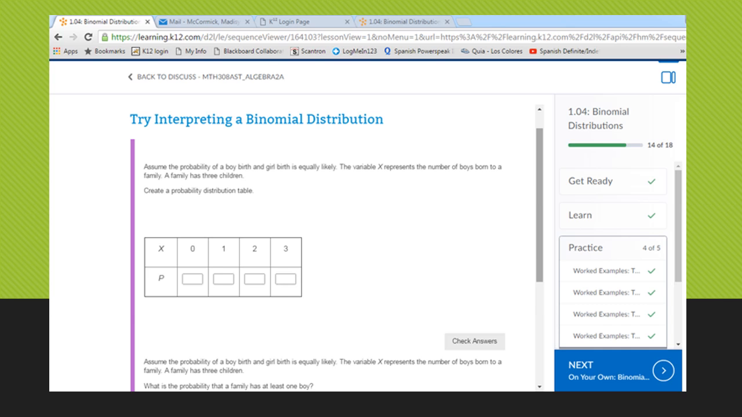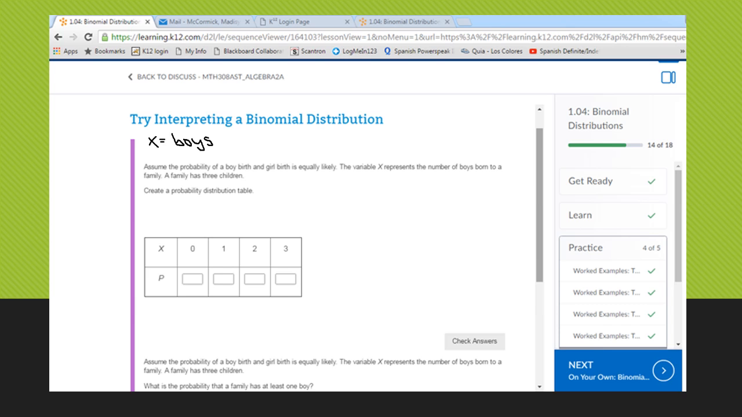So we're going to go ahead and write here that x equals boys, and put that aside for just a second. If a family has 3 children, we want to look at the probability distribution table for the likeliness that none of those children are boys, that one of those children is a boy, 2 of the children are boys, or all 3 of the kids are boys.